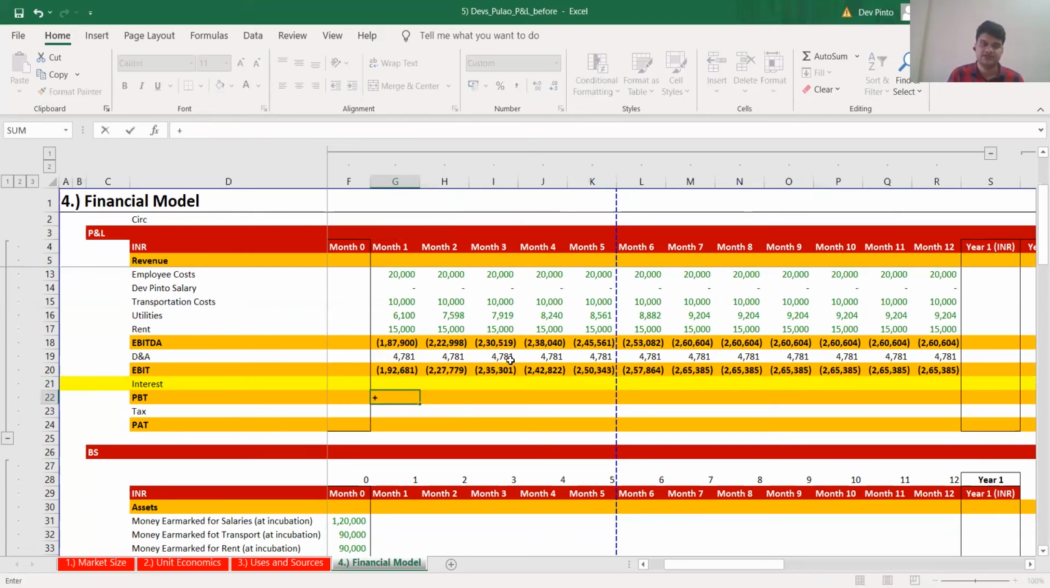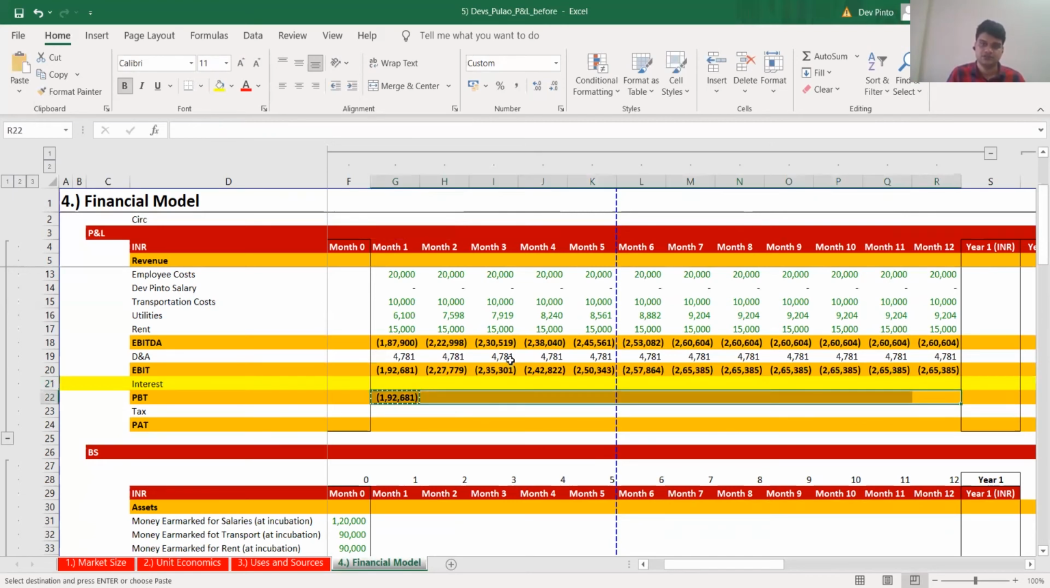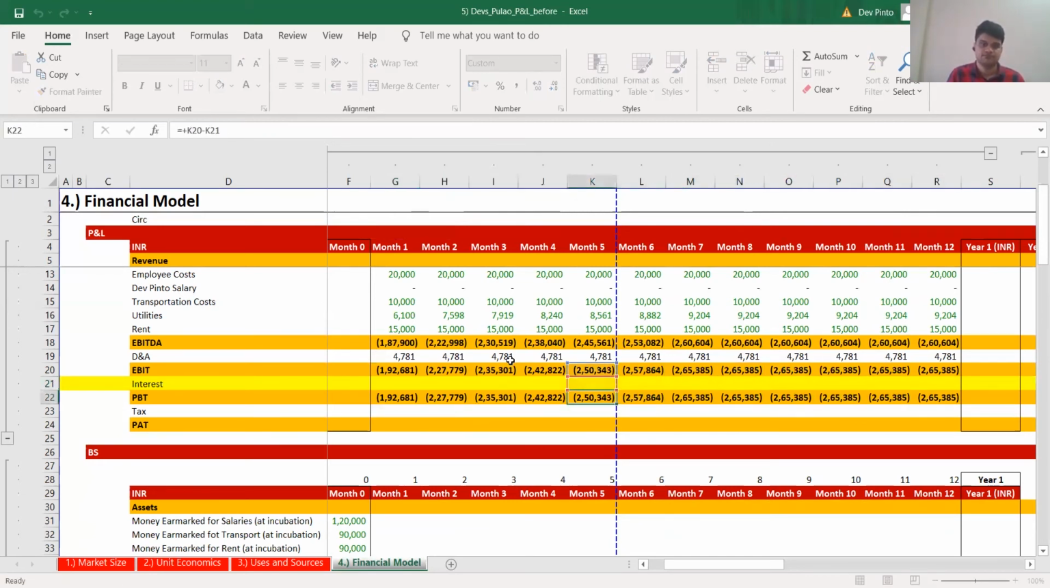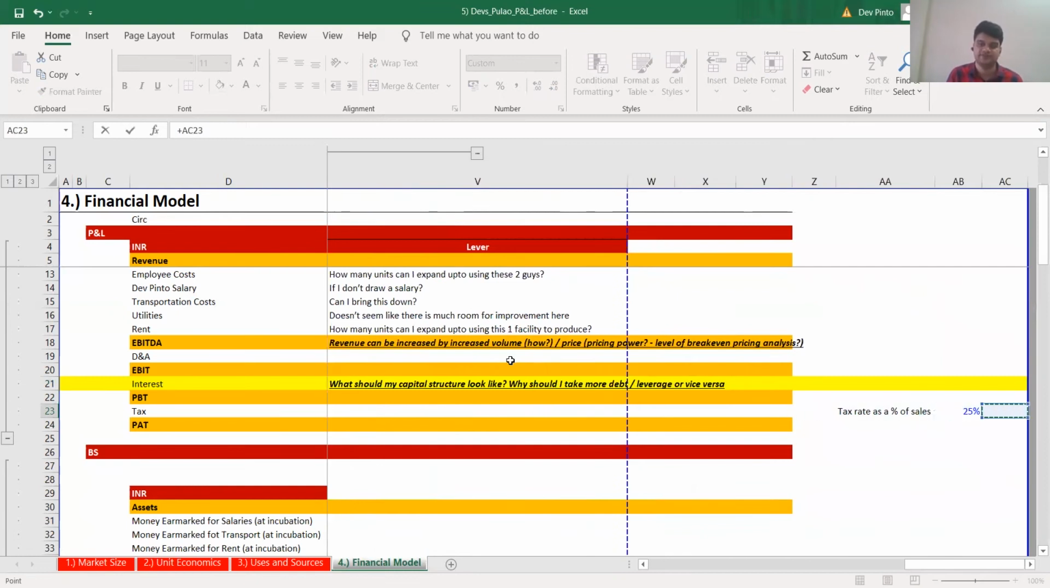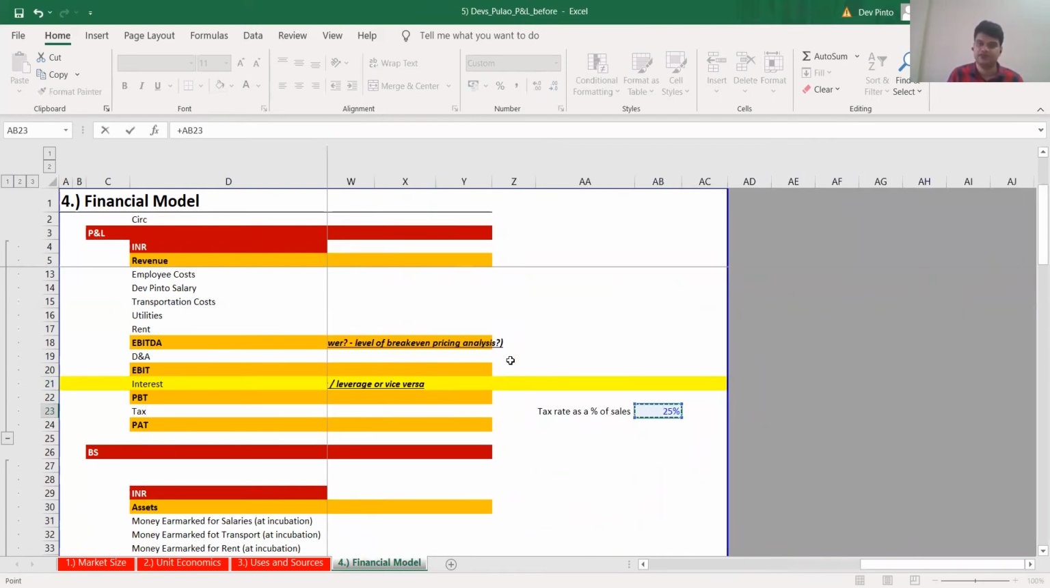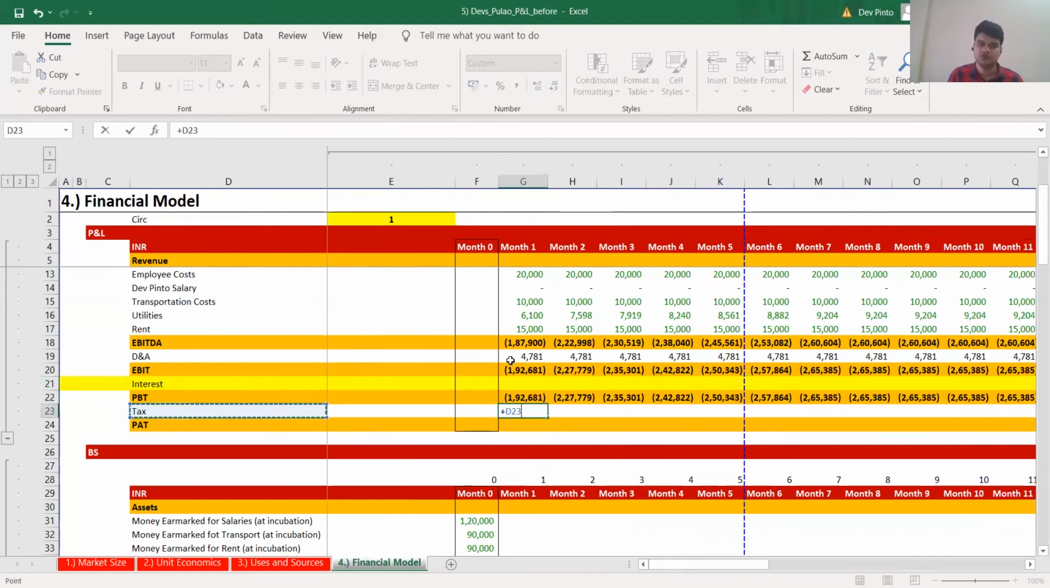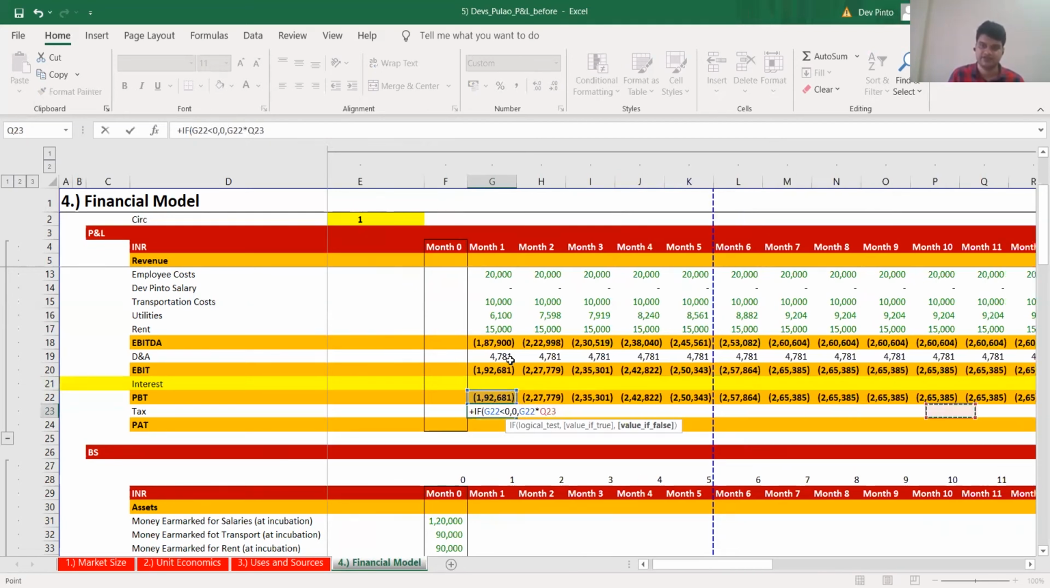Profit before tax is nothing but EBIT minus interest, right? Tax: let's assume the company has a marginal tax rate of 25% as per cell AB23. So how do I compute tax? If my PBT is less than zero, I will pay zero tax. If it's positive, I will pay this times my tax rate.